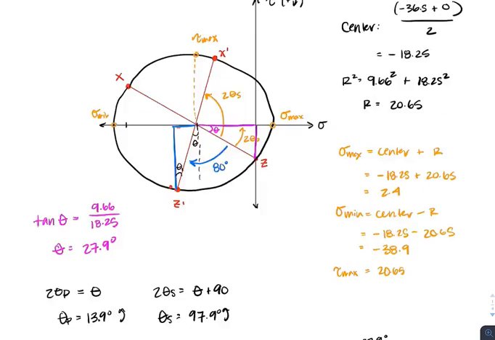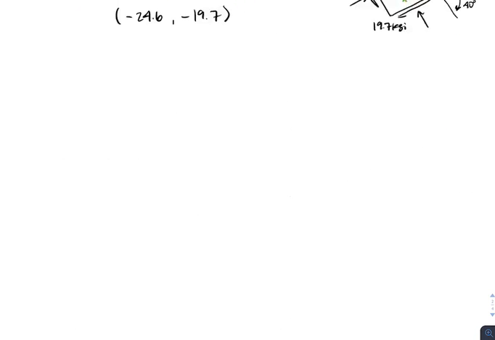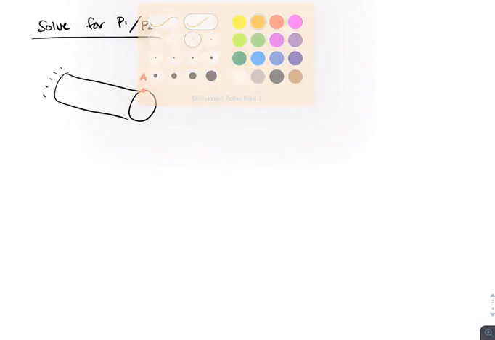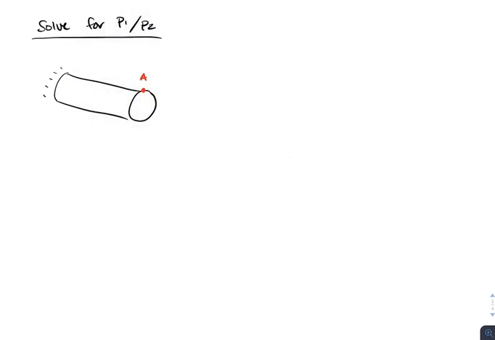So I'm going to move back down to some space down here. Now we're solving for P1 and P2. I'll just draw a small cross section here. This is kind of like where our wall is over here, and this is our point A, right at the top. I've just made a section cut, and now we need to find the internal forces acting at that section cut.